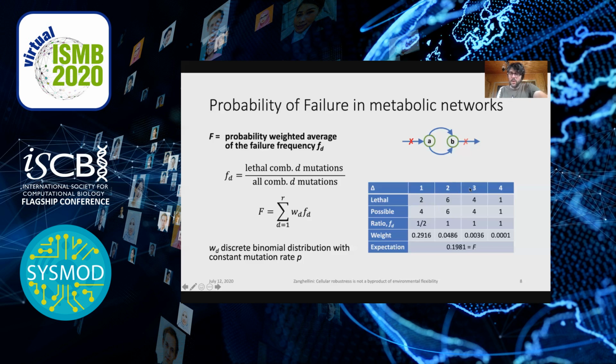So we have 2 deletions, 3 deletions, and 4 deletions, and we calculate finally the expected value of this failure frequency, and it turns out that in this example it's 0.20, so 20%. Whenever mutations occur, there's a 20% chance that this will result in system failure, or in the inability to grow.